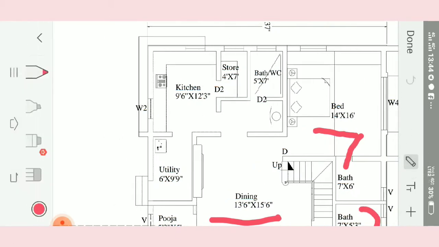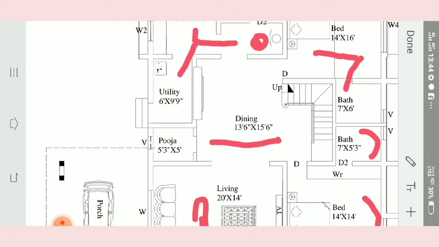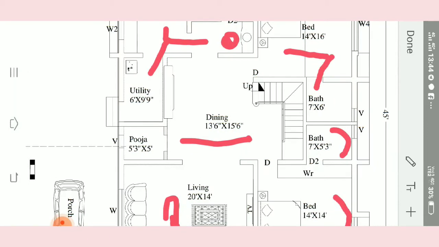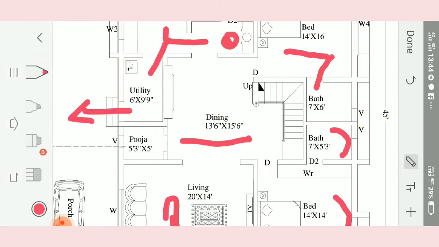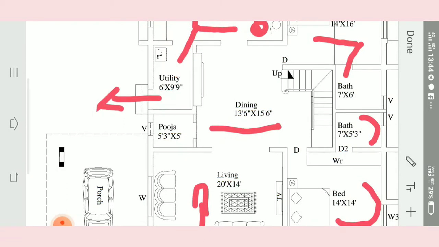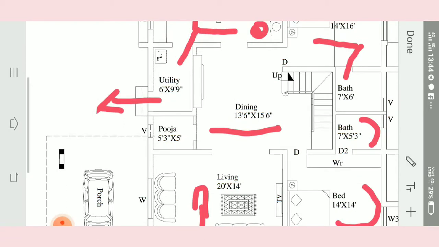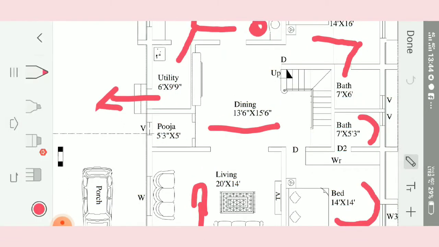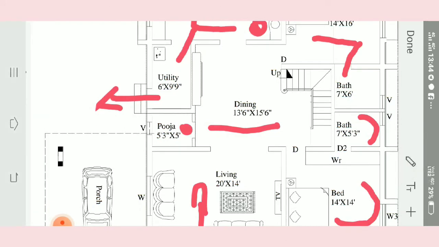This is a common bathroom and the kitchen area, 9 feet by 9 feet 6 inches by 12 feet 3 inches, and the utility and the back door and the puja room of 5 feet 3 inches by 5 feet. This is the detailed view of the ground floor.